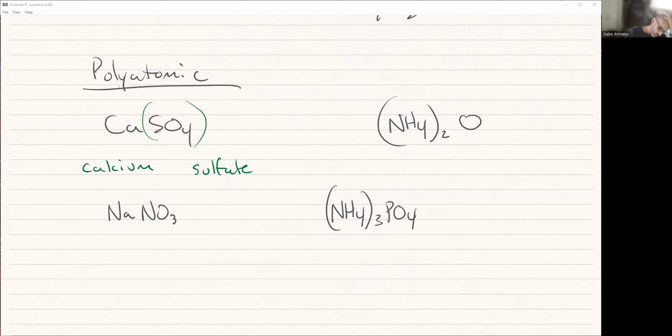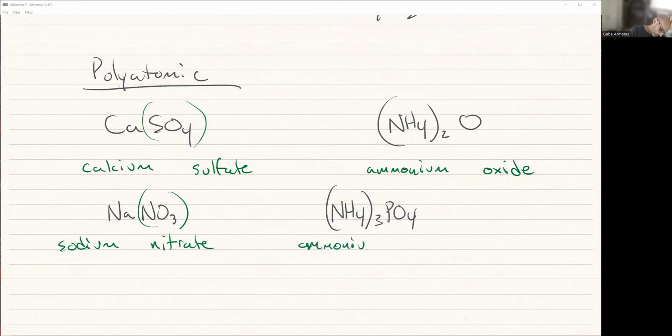Okay. NH4 is already in parentheses, so when it has more than 1, it's going to get a parenthesis. So NH4 is ammonium, and then oxide. Okay. Sodium and NO3 is nitrate. And then finally ammonium, and I've got 2 here. Phosphate. We're going to treat those kind of like elements.